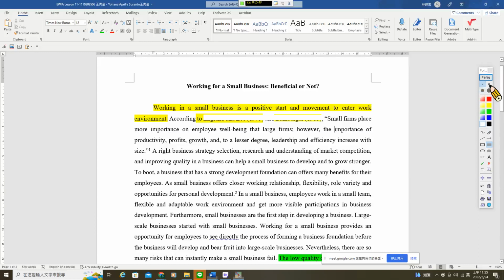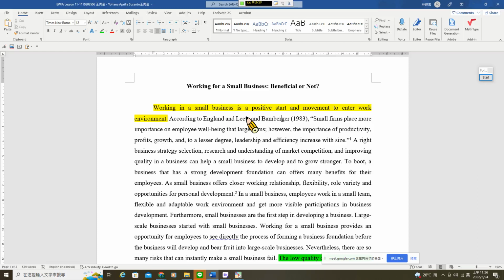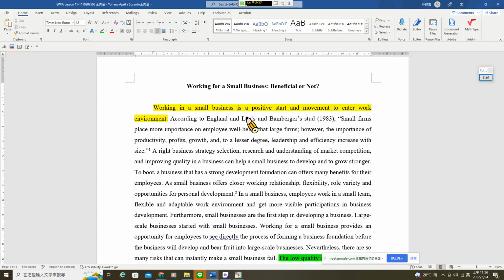But now you are using the footnote-bibliography system, right? So if you are using this, don't use this. Then how can you change this? Well, you can type it this way: according to England and Lee's and Bamberger's studies. So basically there are two studies, right?